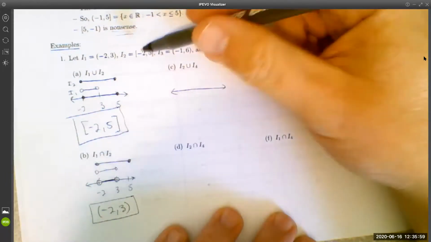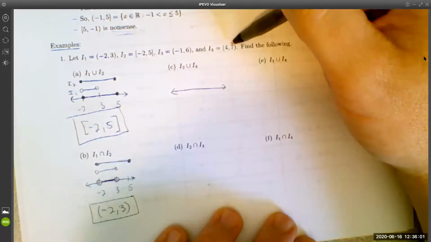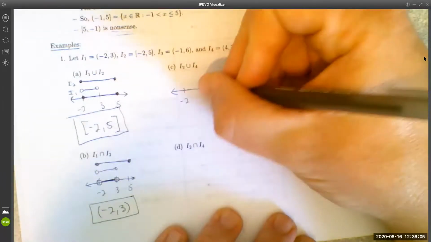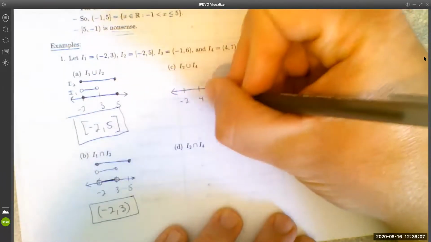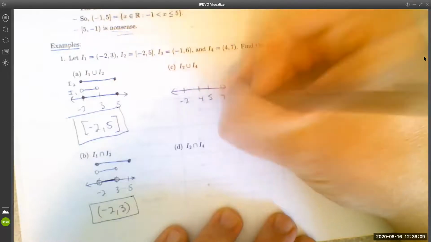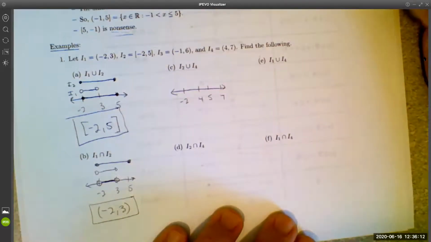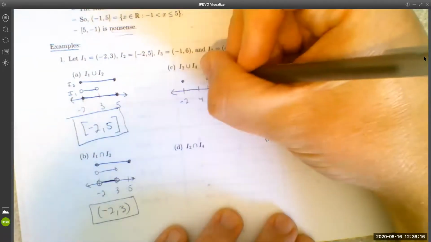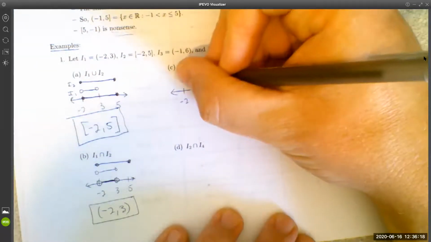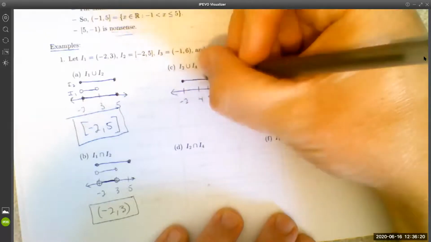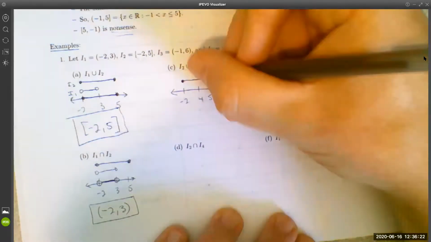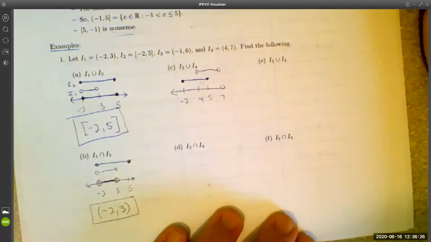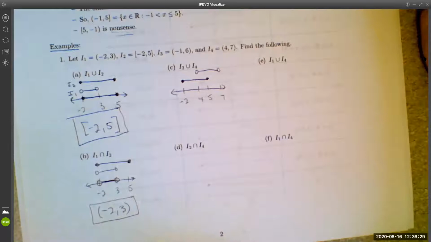So I2 goes from -2 to 5. I4 goes from 4 to 7. So I'm going to put -2, 4, 5, and 7 on the map. And I2 is going to go from here to here. Closed circles on both ends. I4 is going to go from here to here. Open circles on both ends. Okay, so that's my picture.